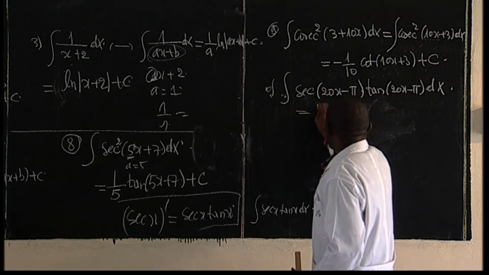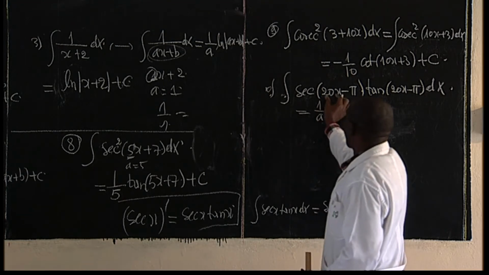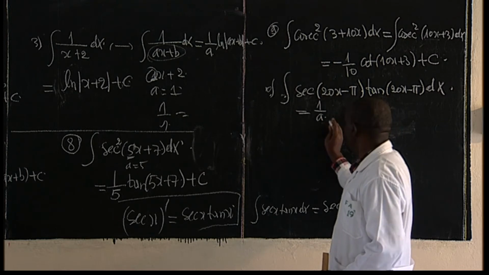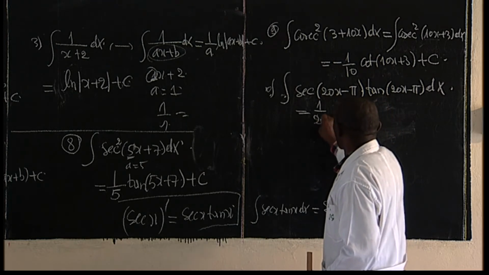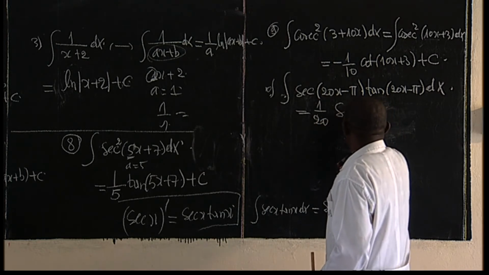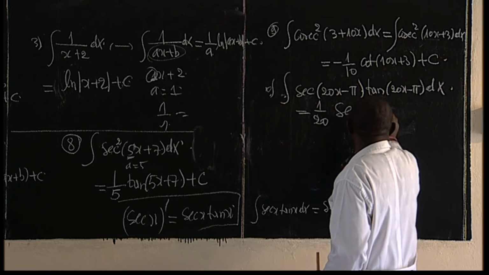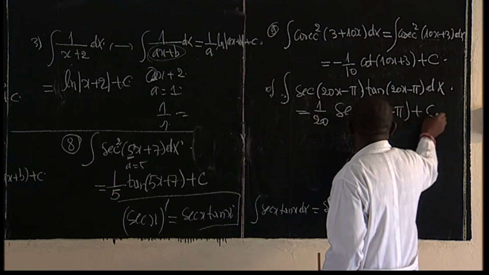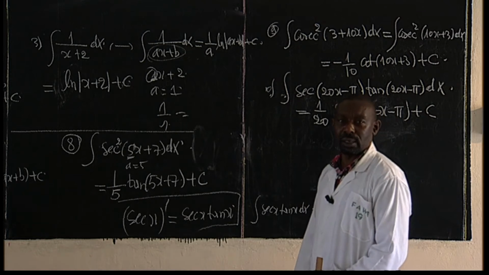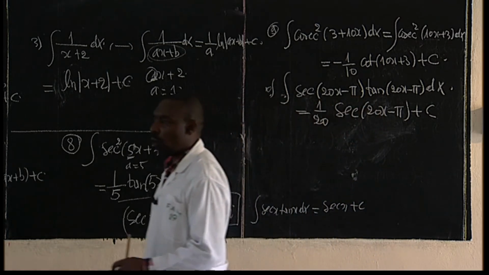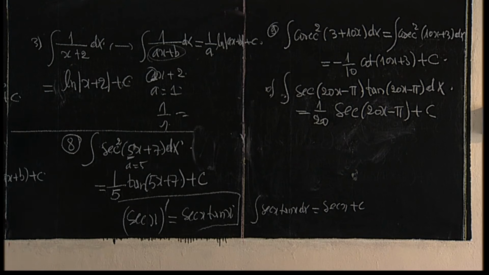The answer should be 1 over a. A for us is 20. We are having 1 over 20, right? Sec of (20x minus pi) plus c. I think it's clear, isn't it? All right. Thank you very much.